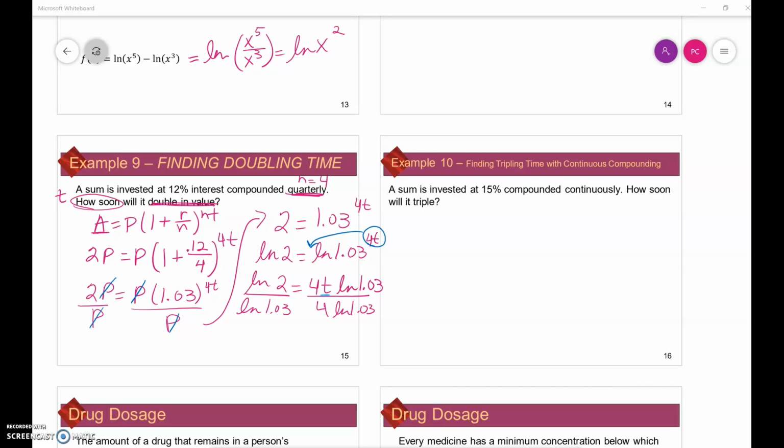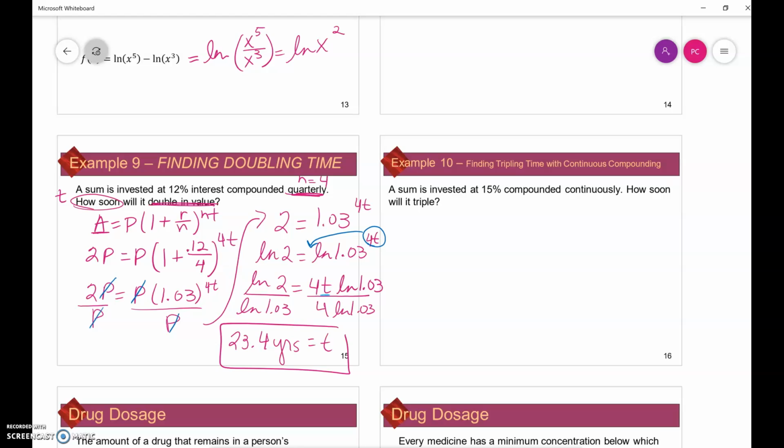All right, if you plug that in, you should get 23.4. And remember, for this equation, time is always in years, so it'll be about 23.4 years. So it doesn't matter how much money you put into the account. Under these circumstances, if it's 12% interest compounded quarterly, it's going to take about 23 years for your money to double. Okay?